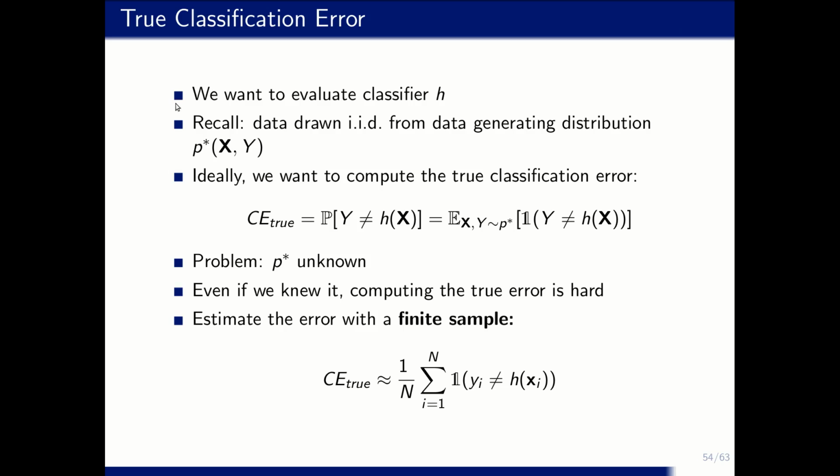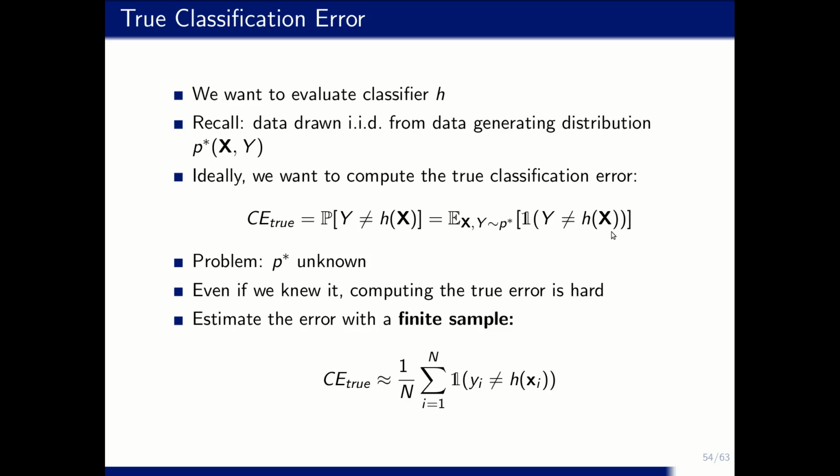Okay, so let's say we have trained the classifier H. And recall, our data has been generated by some distribution P star over features and classes, and the data has been generated IID, independently drawn from this distribution and identically distributed according to this distribution. And recall that the overall goal is to estimate or to compute the true classification error. So classification error true, which is just the probability of making a mistake, or also the average number of mistakes on a very large test set.